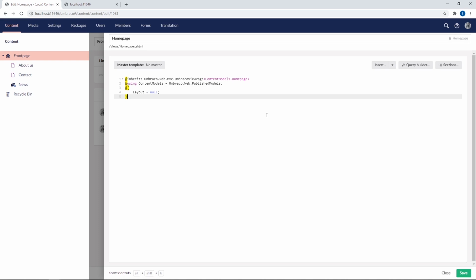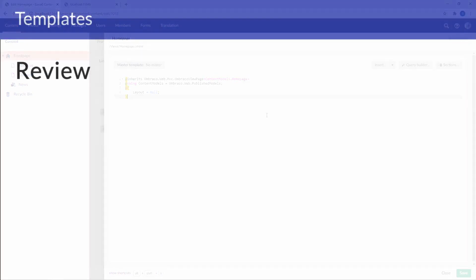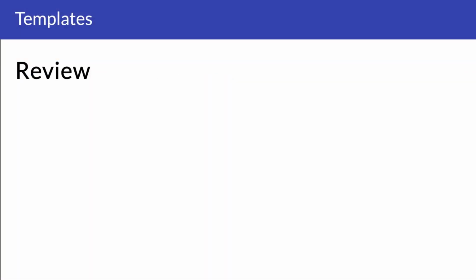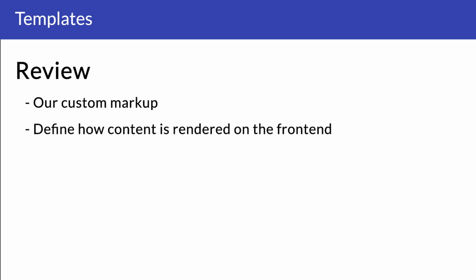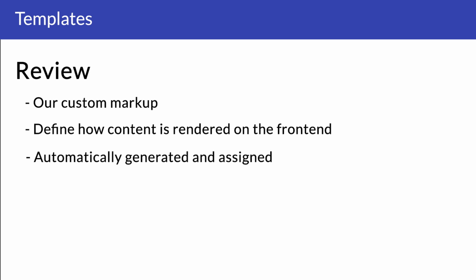First, let's do a quick review of what we've learned in this first video about templates. Templates are where we keep our custom markup. It's where we define how our content and data is rendered on the front end. Templates are automatically generated when you create document types, unless you choose not to. Templates are found and managed in the settings section of the Umbraco Backoffice.